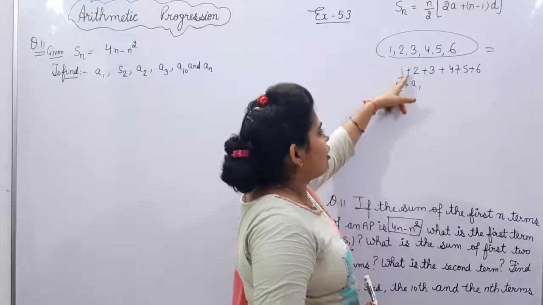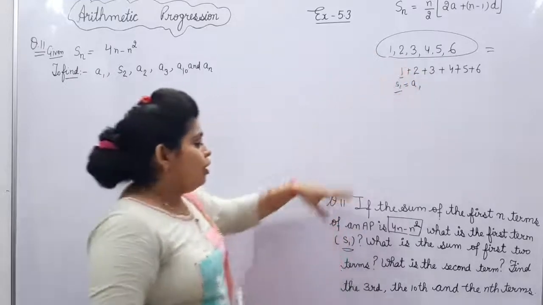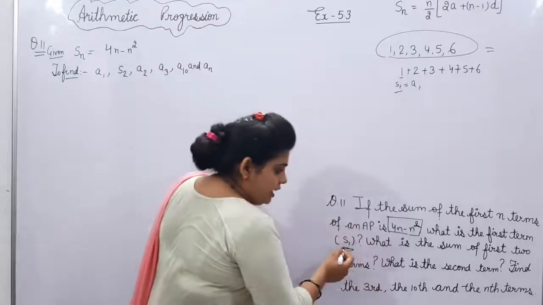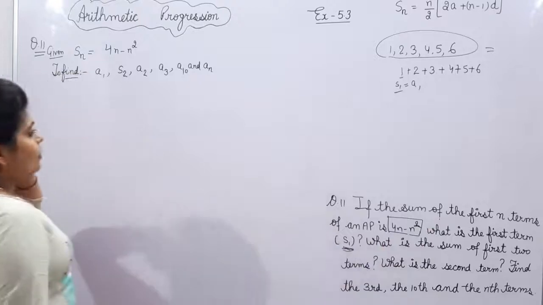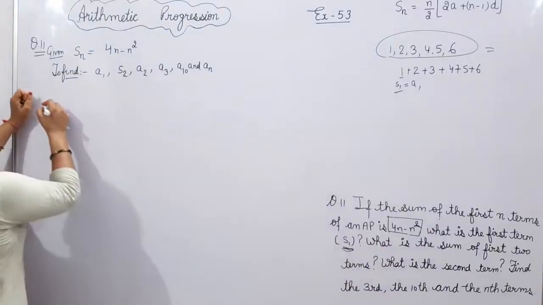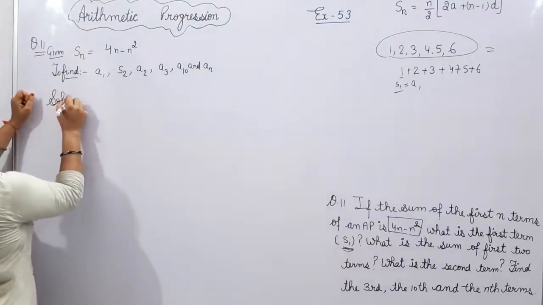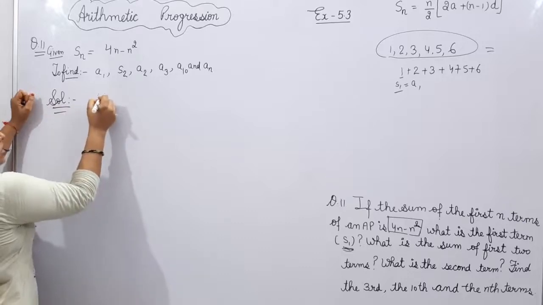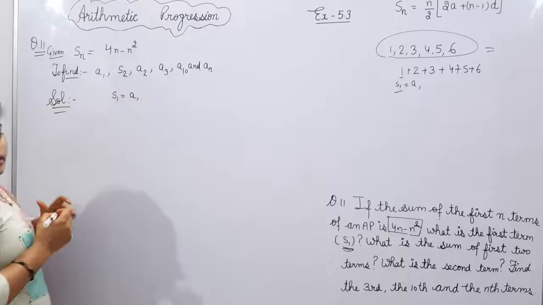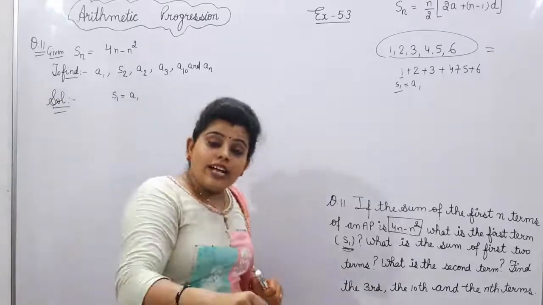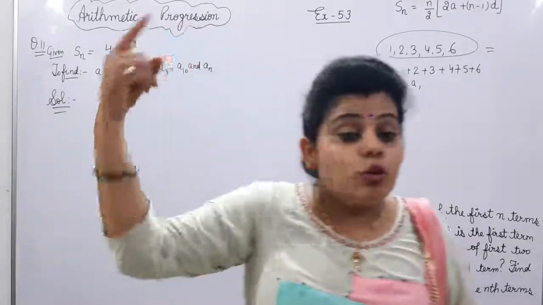फर्स्ट टर्म का सम कितना होगा, वो टर्म खुद ही तो होगी. So that's why it is written here, what is the first term, and S1 is written here. So how we will write? Find A1 in solution. What we will write? Because S1 is equal to A1, क्योंकि यहाँ पर जो फर्स्ट टर्म का सम है वो फर्स्ट टर्म खुद ही है.